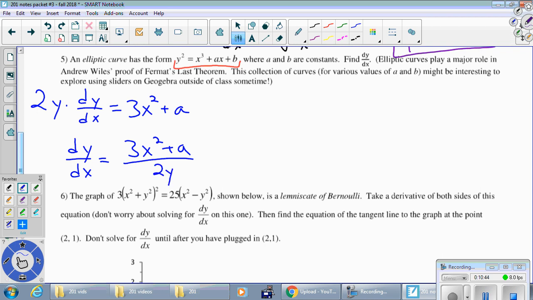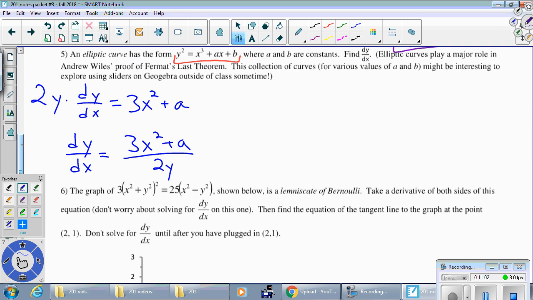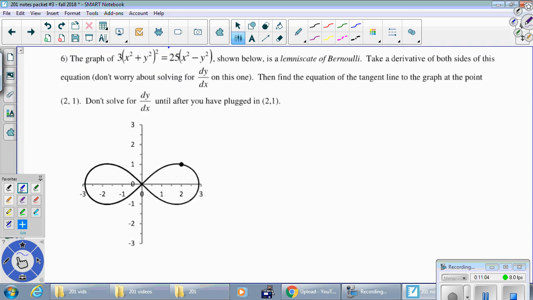And that's it. And we have played around with sliders on GeoGebra in a previous demo. And so if you want to take a look at exploring this curve, this would be a good one to try out in GeoGebra. Number 6. I think we're done with that, right? Just find dy dx. Okay, number 6.